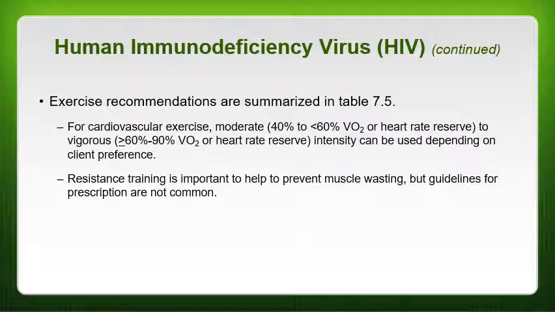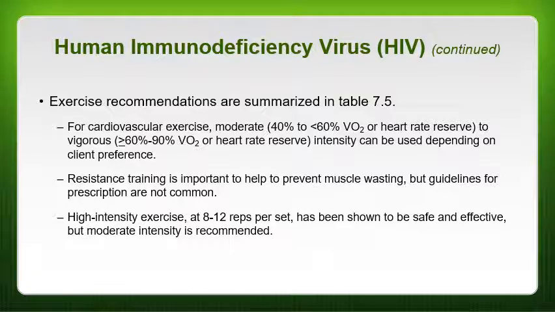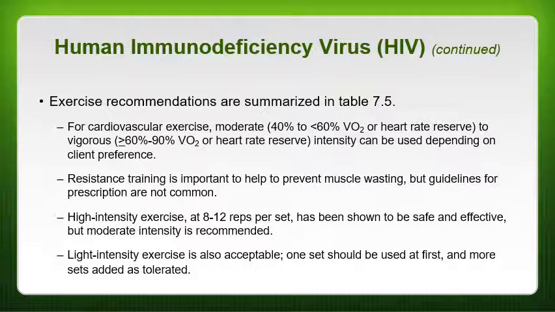There's not a whole lot of specific guidelines. Again, you can go with that 60 to 80%, or you can go lighter with higher repetitions. With 60 to 80%, you're usually looking at 8 to 12 repetitions, but you can certainly go to higher rep ranges. 15 to 25 would be fine as well. High intensity exercise is shown to be safe and effective. Moderate intensity is only recommended, particularly if you're dealing with somebody who maybe hasn't done strength training in the past. Light intensity exercise is also acceptable. Add more sets and more volume as tolerated by the individual.